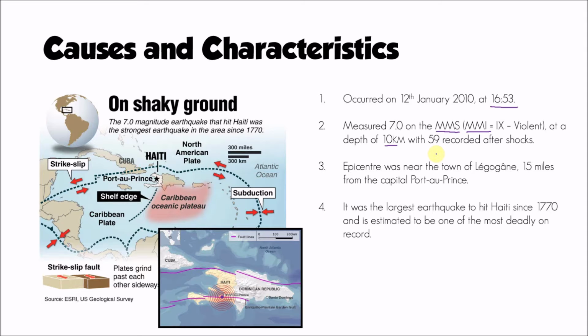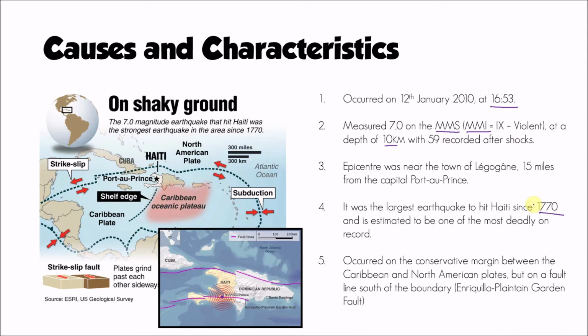It was also the largest earthquake to have hit Haiti since 1770. Now that's important because that's a long time ago, and that means the risk of seismic activity is not something that's going to be in the forefront of people's minds in Haiti. It's not something that they are reminded about on a daily or yearly basis. It's been a long time, over 200 years since they'd had a sizable earthquake, and therefore people are not going to be thinking about earthquakes as being an ever-present hazard.